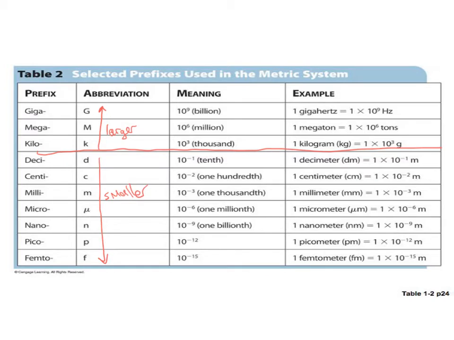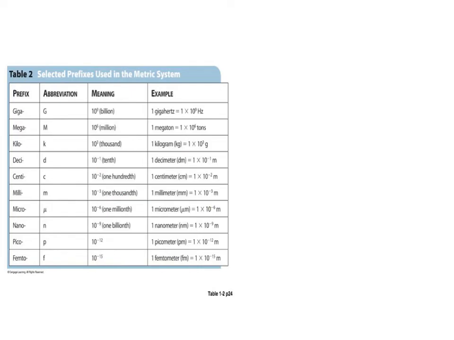There are a couple different ways to go about converting between base unit and prefixes. One of those is to use the prefixes as conversion factors. As you can see here, for instance, 1 megaton is equal to 10 to the 6th tons. 1 nanometer is equal to 10 to the negative 9th meters. And so we can set those up as conversion factors in order to convert between one or the other. Let's take a look at some examples.